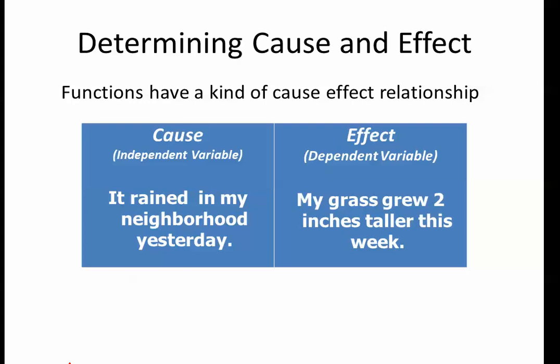Okay, so determining cause and effect is kind of like determining dependency, right? If we can determine the cause, then maybe we can predict the effect, or if we know the effect, maybe we can backtrack and figure out what the cause was. So functions have a kind of cause-effect relationship. So cause would be your independent variable. It rained in my neighborhood yesterday. The effect, my grass grew 2 inches taller. So that would be your dependent variable.